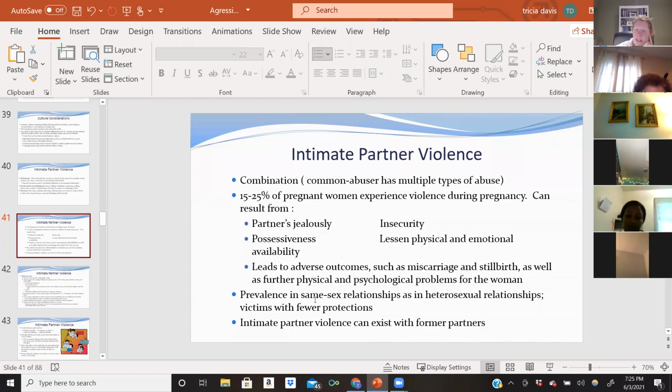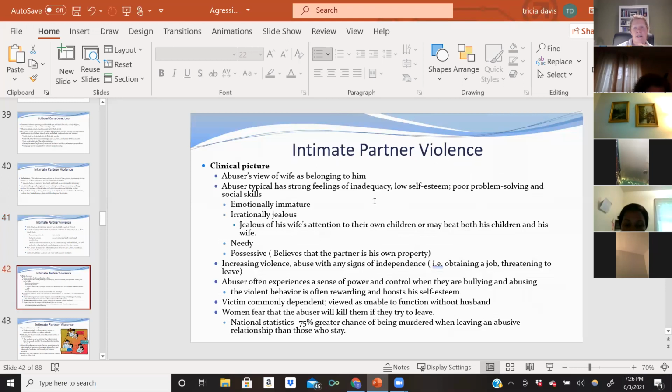We also see a prevalence in same-sex relationships, as in heterosexual relationships, but what studies show is that victims have fewer protections. And intimate partner violence can exist with former partners as well. Just because they've broken up and they're not together anymore does not mean that they're not still able to abuse them emotionally or physically.